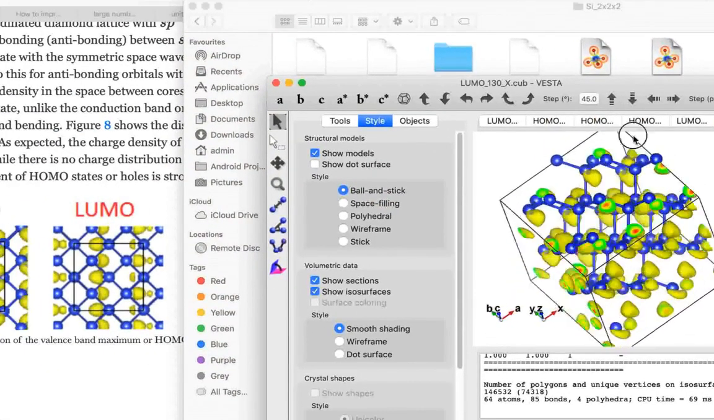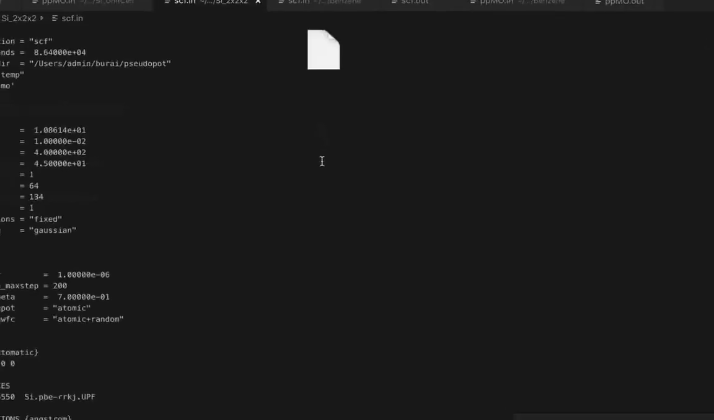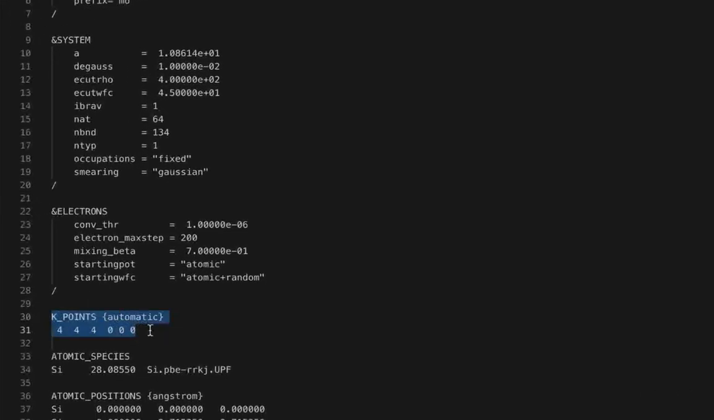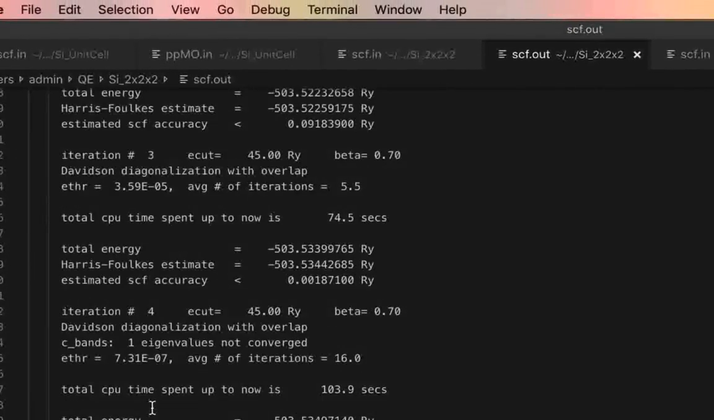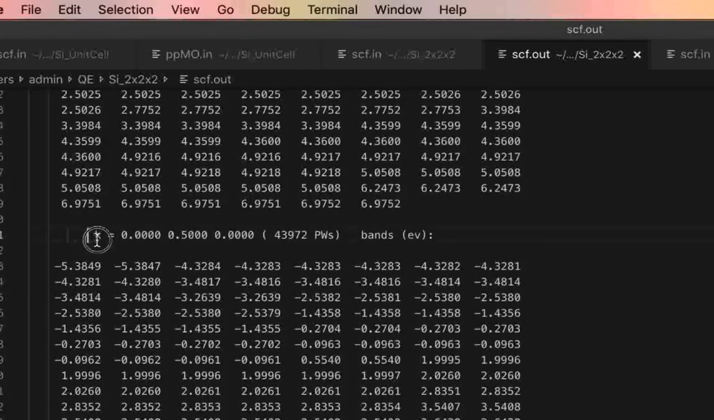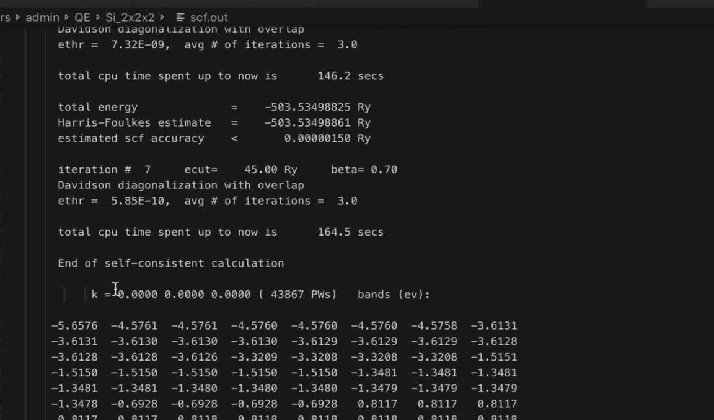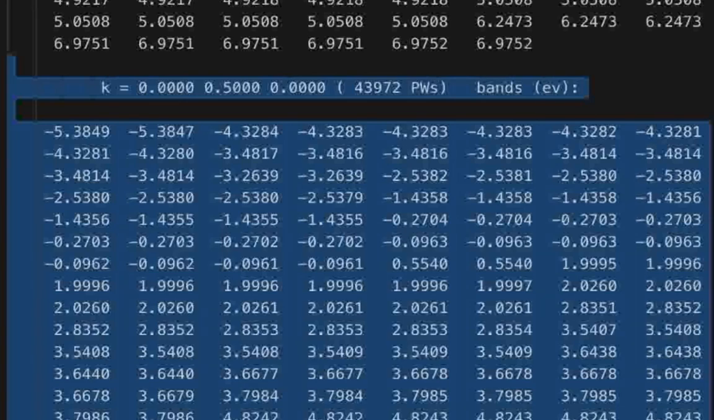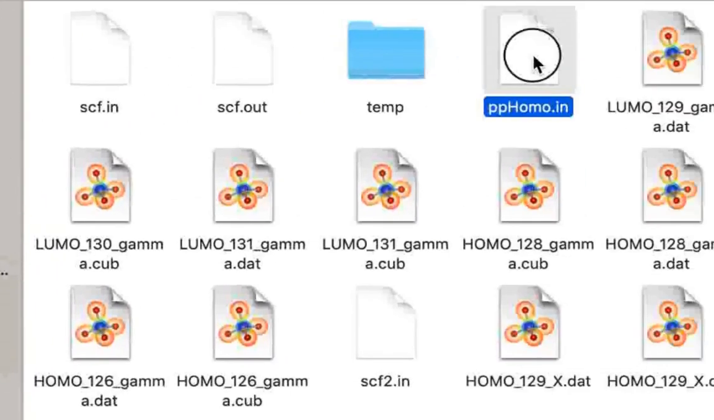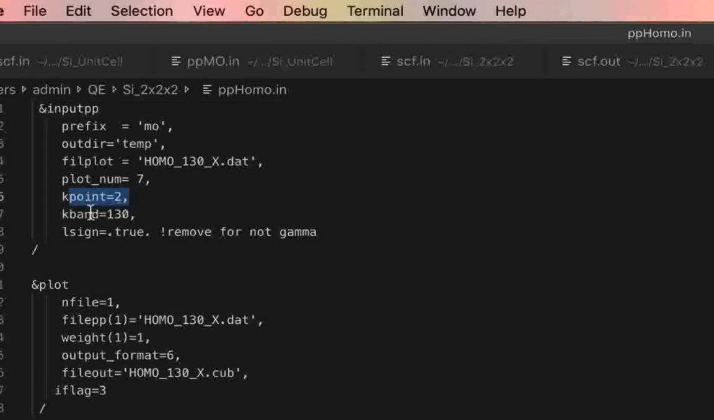Here is that particular LUMO at the X point, and in this case you can notice that it's not at the gamma point. In my input file I created the k points automatically, but then in the output I must have checked to see which of the k points. In the output they have this k point, then this k point, and then this k point. So there are 2 k points over here, right? I probably used k point equal to 2 to get the molecular orbitals corresponding to this k point, and that is basically the X point. So in the pp homo.in I specified k point equal to 2 and then kband for the HOMO. That's how you plot molecular orbitals using Quantum ESPRESSO.